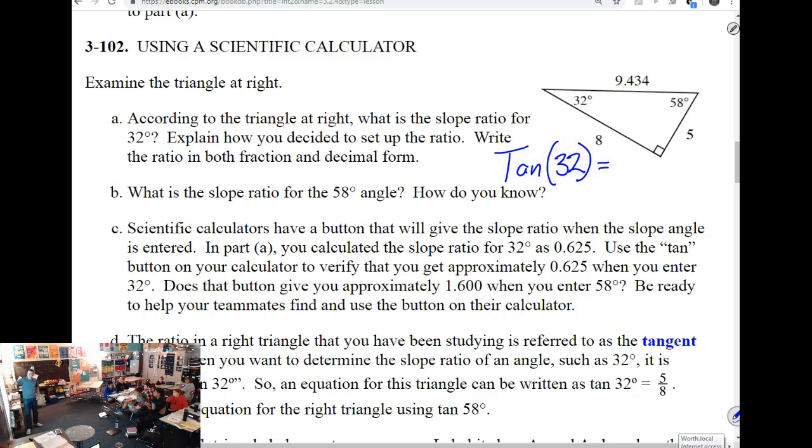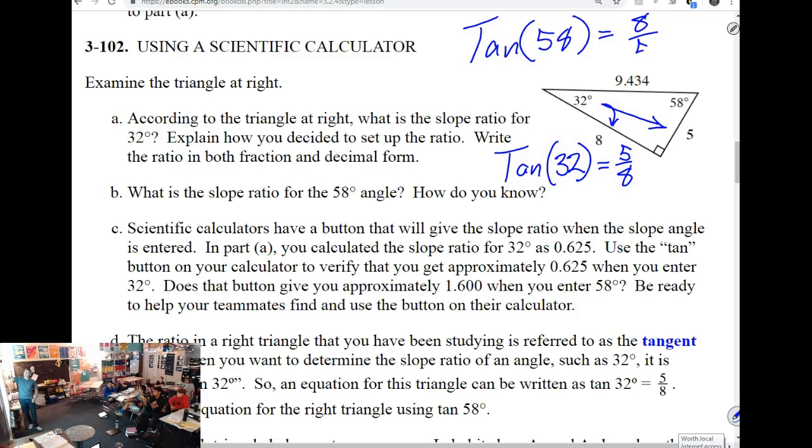0.6. Oh, right. You're smart. Rise over run. That's not rise, that's run. Rise over run compared to this angle. I did it wrong. Well, I said 32. You're looking at 58. So actually he's right, but he has to write out tangent of 58 equals 8 over 5, which is 1.6. So tangent of 32 equals 5 over 8.